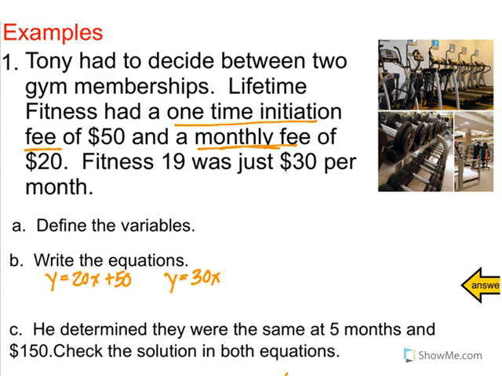I want to clarify that x is not Lifetime Fitness, and y is not Fitness 19. We look back at the problem. How did I get this 20x? Well, we know that we have a monthly fee of $20. So this $20 is charged per month. So x would have to be the number of months.